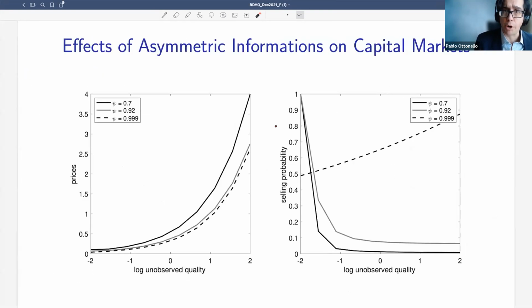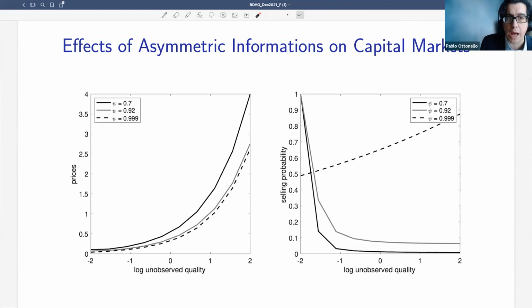All right, perfect. So now let me show you how asymmetric information affects capital market variables at the micro level. What we're showing here, on the horizontal axis, is the log of the unobserved quality, A, for different properties. And here we're plotting policy functions, which show the price that a seller of a given unobserved quality will list, and the associated selling probability.